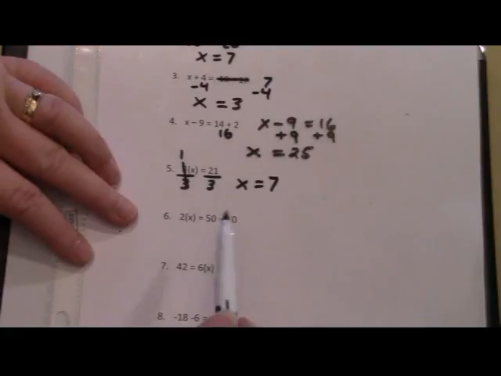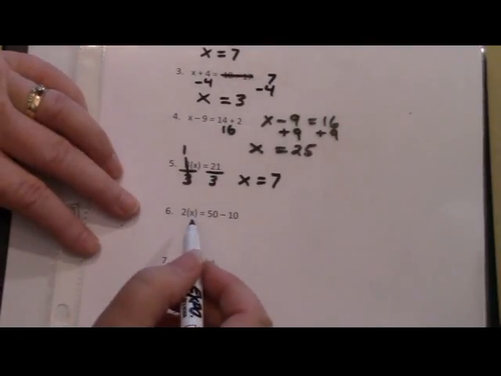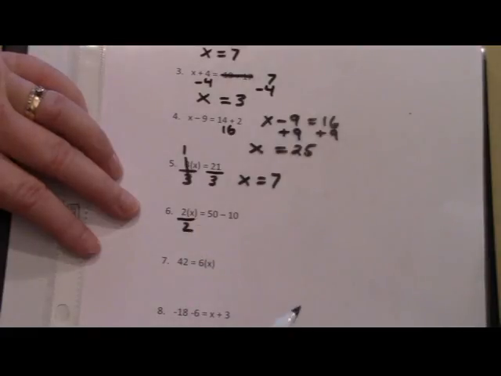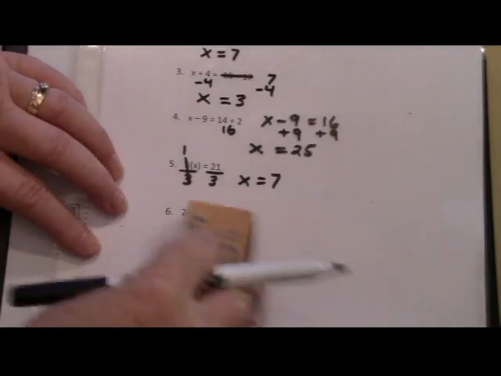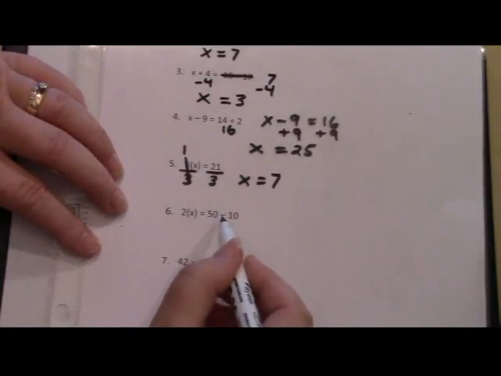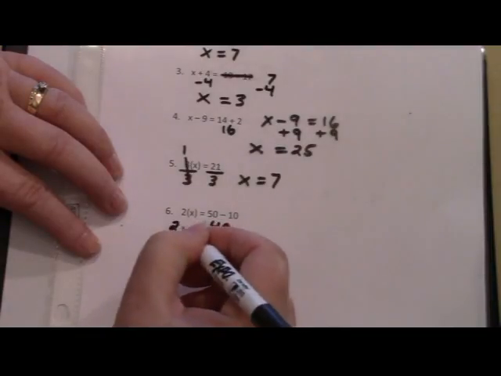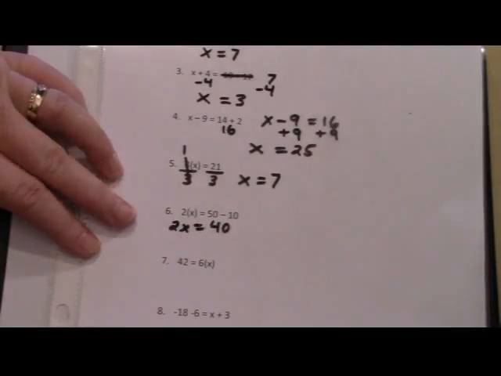Let's take a look at the next one. Now, we might be ready and anxious to say, oh, I know what to do, I'm going to divide this by 2. Well, we're not going to do that quite yet. Let's combine what we can on this side of the equation. What is 50 minus 10? That is 40. So now we end up with 2x equals 40.